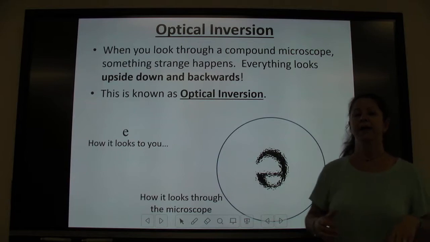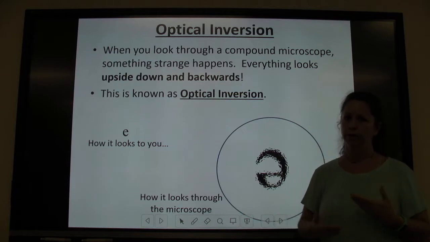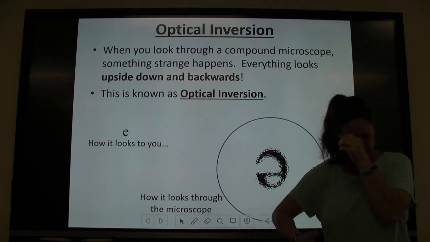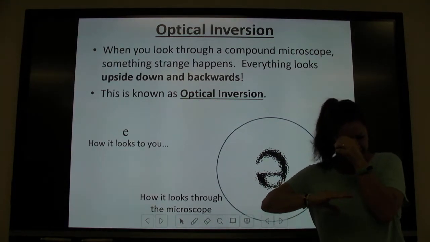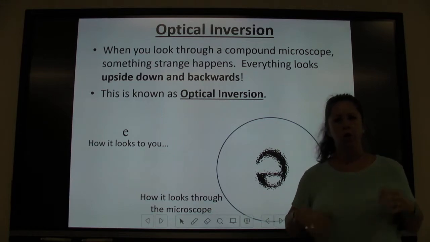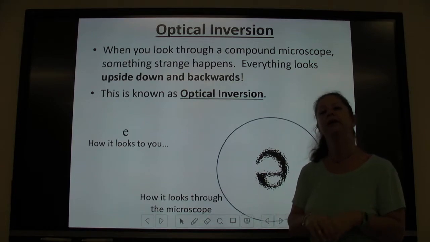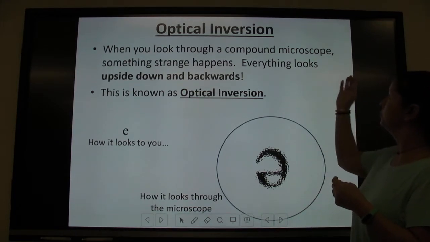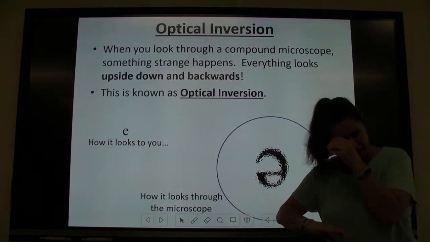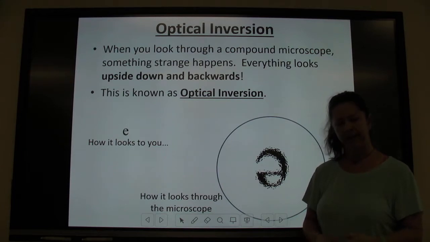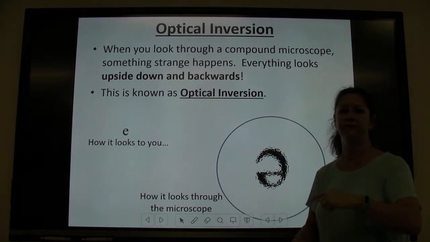When you finally get your hands on a microscope and you put the slide on the microscope and you look through your eyepiece and you grab that coarse adjustment knob and you finally get that object to where you can see it, you're going to notice something a little bit weird, and it's something called optical inversion. Basically, when you look through that eyepiece at your object, everything you're looking at looks upside down and backwards. It's because of the way the lenses work when they're magnifying the object.